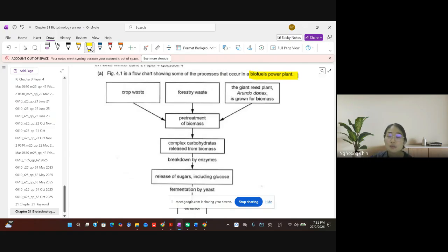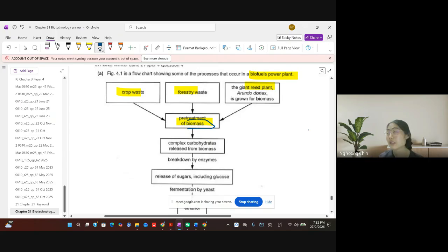If you want to generate the biofuel, you have crop waste, forestry waste, and the giant reed plant. Those wastes consist of material which is also important for growth. Then I will ask for the pre-treatments for the biomass, and the complex carbohydrates released from the biomass. Biomass refers to living organisms. After they die, they will become biomass.